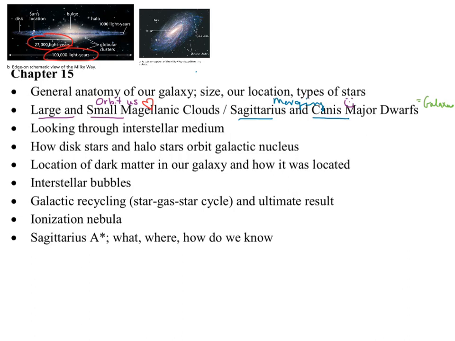The next ones: what are the Large and Small Magellanic Clouds and the Sagittarius and Canis Major Dwarfs? Those are actually cute little galaxies that are associated with our galaxy. In the case of the first two, they are orbiting us. In the case of the last two, they're merging with us.